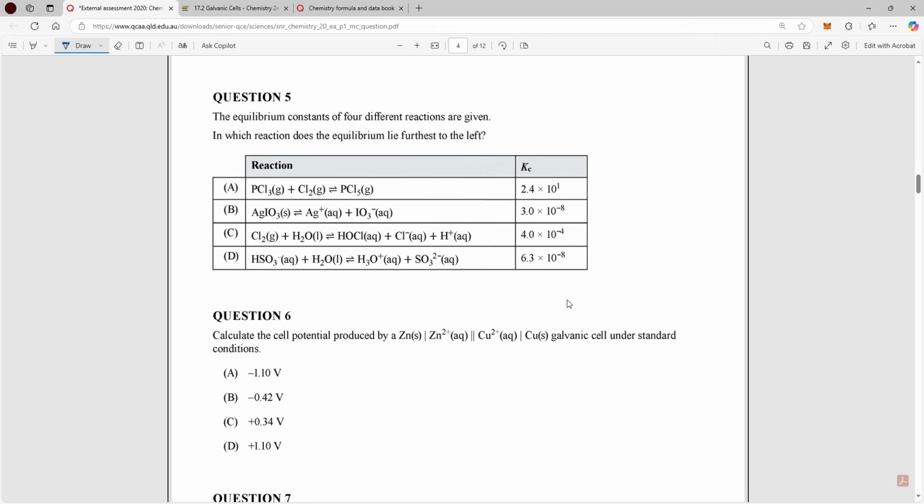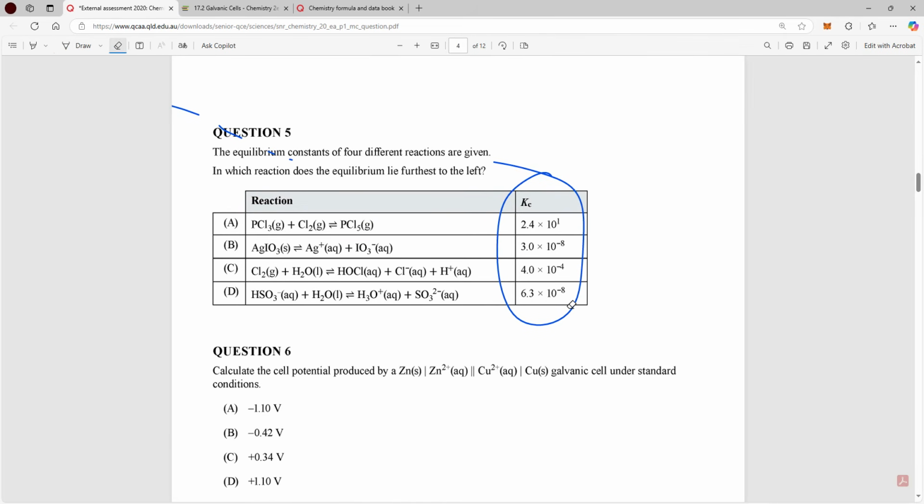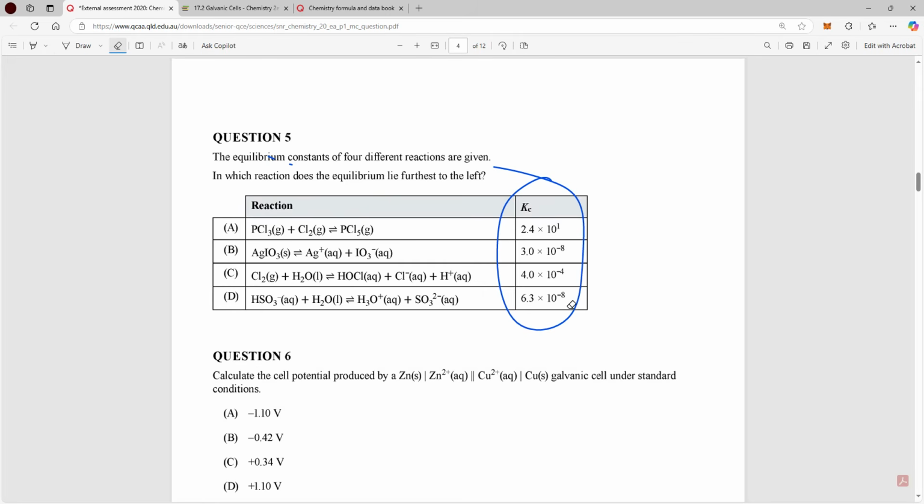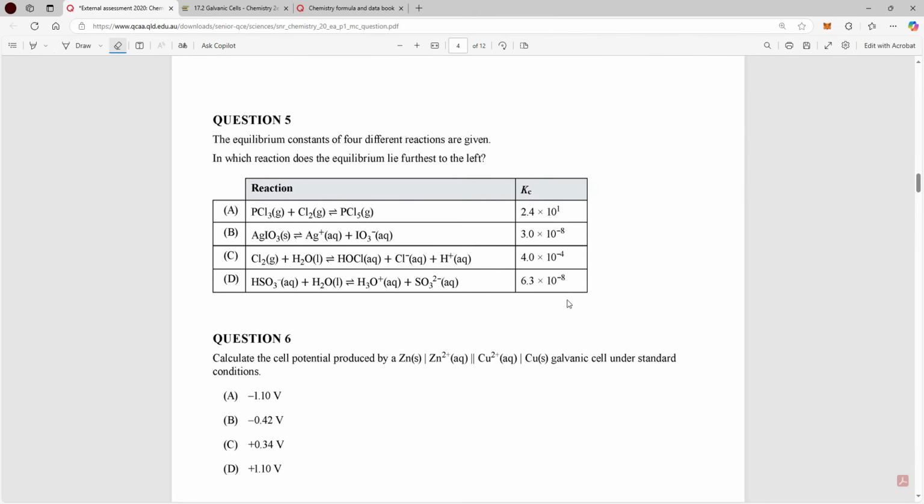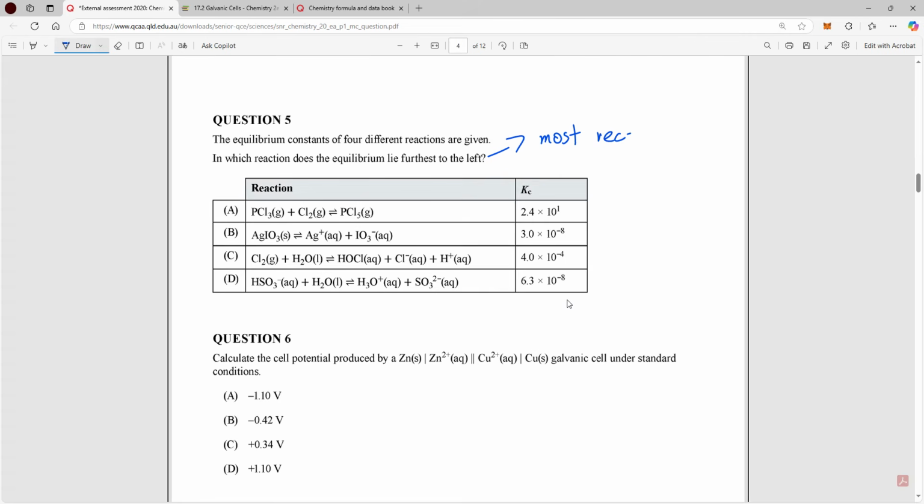So we need to understand what these actual numbers mean. So furthest to the left. What that means is, oh, let me just rub this out. Furthest to the left means there is the most reactants, okay? So most reactants, okay? Now we know the equilibrium constant is your products' concentration divided by your reactants, okay? And that's a constant, okay?